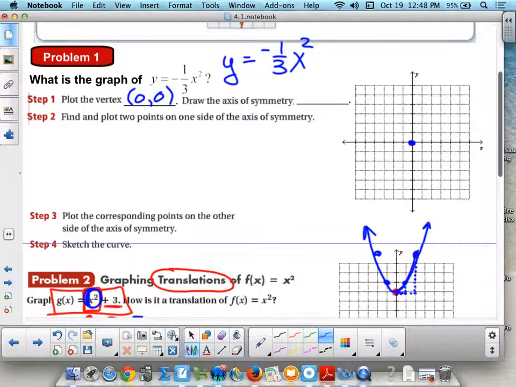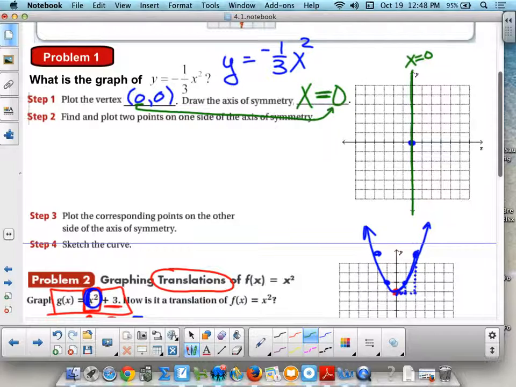Oh, it says draw the axis of symmetry. The axis of symmetry is a vertical line that cuts it right in half. Oh, by the way, it's an equation. Say it again, Curran. X equals 0. It is x equals 0. The axis of symmetry will always be x equals, and it will always be this number right here, whatever that number is. Okay? All right.